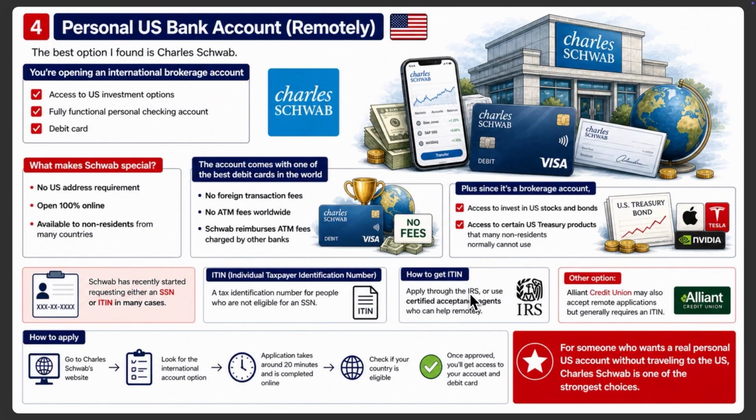You can apply through the IRS, but that may require sending your physical passport. Many people therefore use certified acceptance agents who can handle the process remotely. The downside is that not all countries are eligible, so you need to check during the application. A similar option is Alliant Credit Union, which may also accept remote applications but generally requires an ITIN. For someone who wants a real US personal account without traveling to America, Charles Schwab is one of the strongest choices.